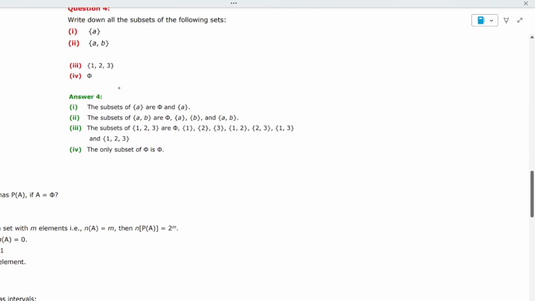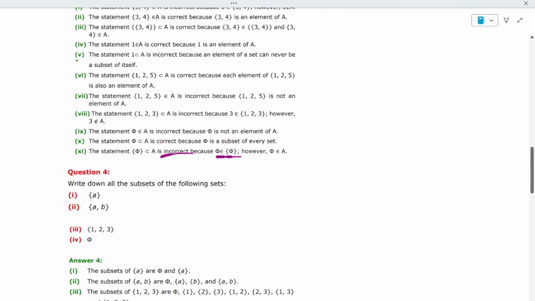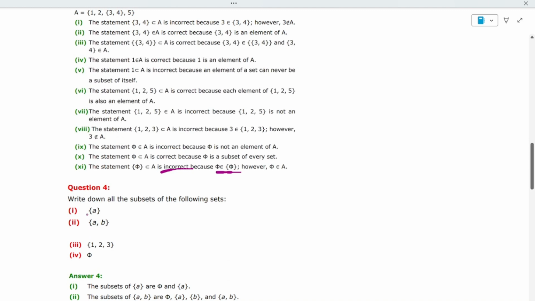Now let's see the 4th question. Write down all the subsets of the following set. A. What are the subsets of A? Null, null may be the possibility. And A. What are the elements given here? There A. So you write the null as 1 and the given subset here is A set. Now if you write for this, it will be null, A, B and A comma B. Like you take it individually and then you combine it.